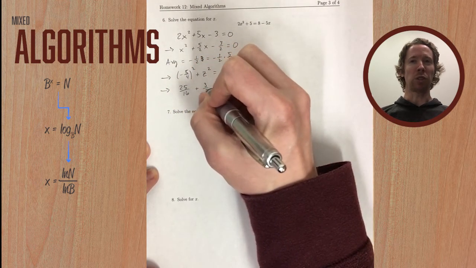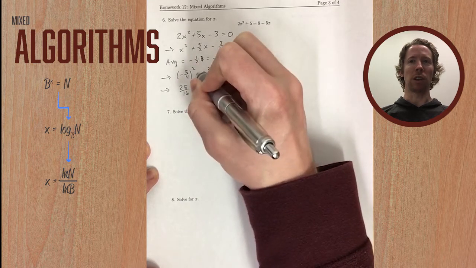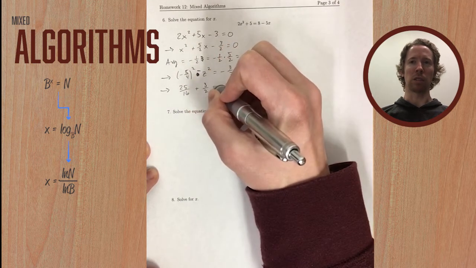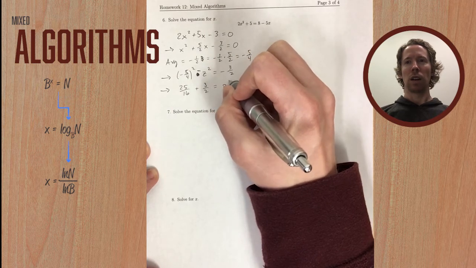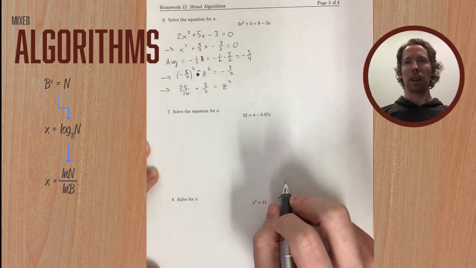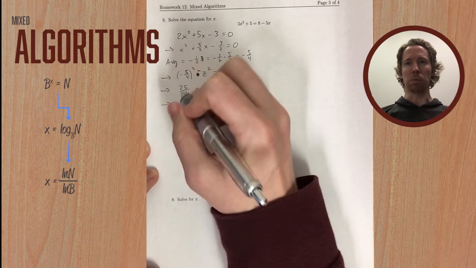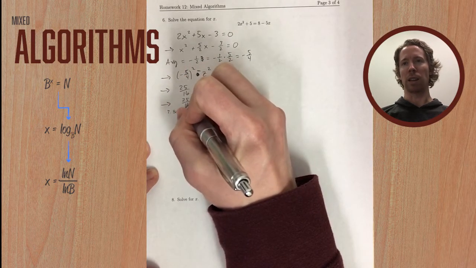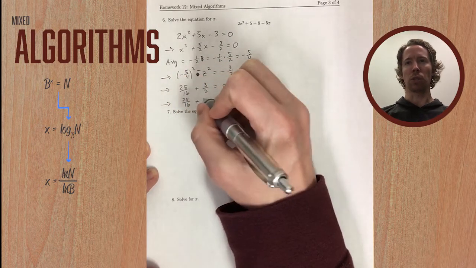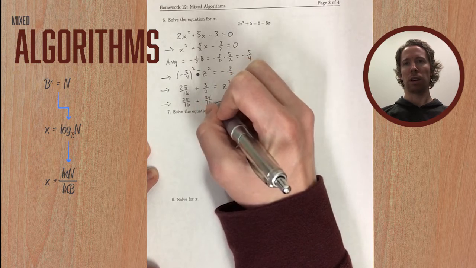When you square that average, you get a positive 25/16. There we go. There's where I changed that plus to a minus. I need to add 3/2 to both sides and add z squared also to both sides. So that's what I did there.